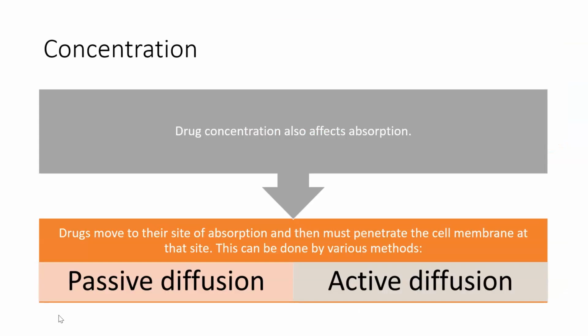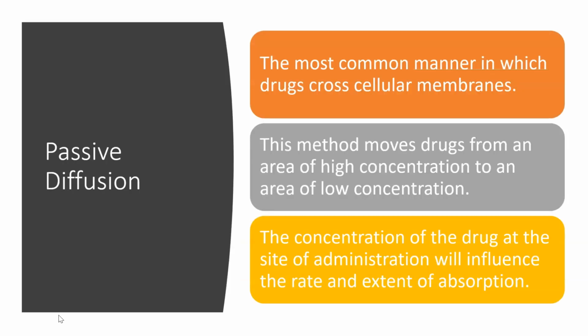Concentration. Drug concentration also affects absorption. Drugs move to their site of absorption and then must penetrate the cell membrane at that site. This can be done through various methods: passive diffusion and active transport. Passive diffusion is the most common manner in which drugs cross cellular membranes. This method moves drugs from an area of high concentration to an area of low concentration. The concentration of the drug at the site of administration will influence the rate and extent of the absorption. This just happens naturally.